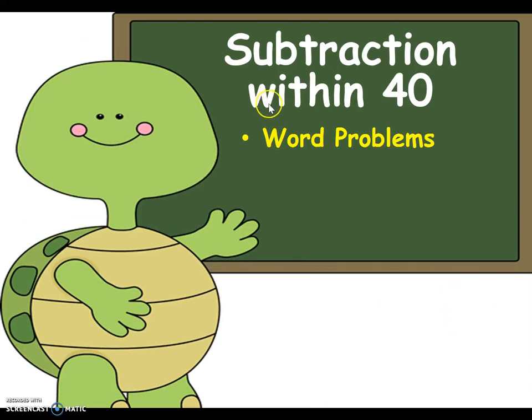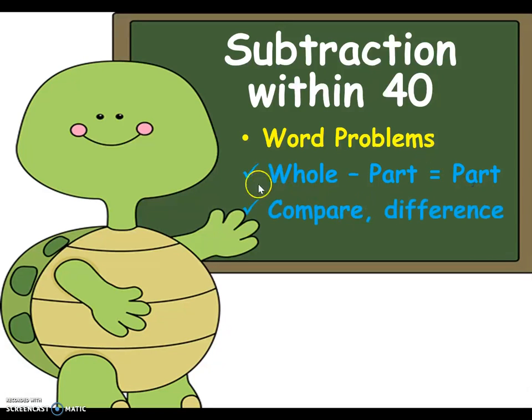Okay, let's have a short recap of what we have done so far. We have done subtraction within 40 word problems. We know that when we know the whole and we know one part and we need to find another part, we need to subtract. So the whole minus the part equals the part. And we also know that when we need to compare, when we need to find the difference, we will also need to subtract. And we know that when something is fewer and I need to find how many that something is, I need to subtract as well.